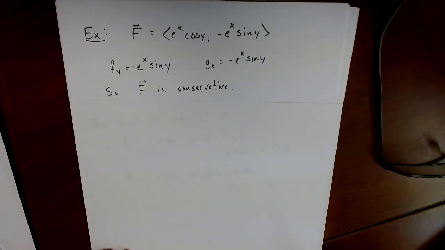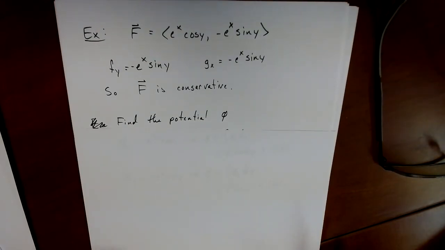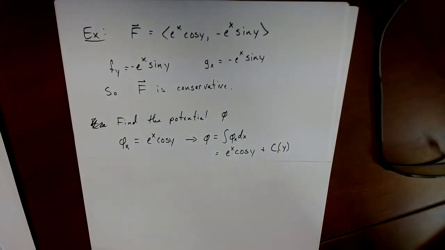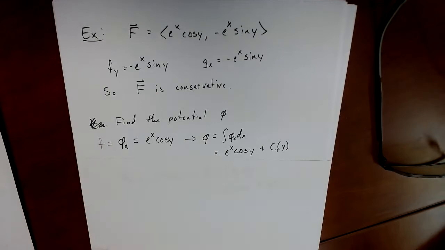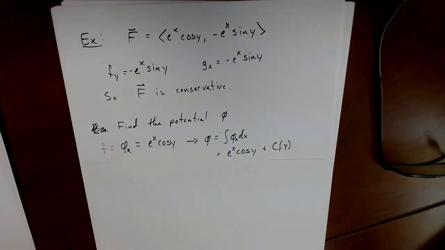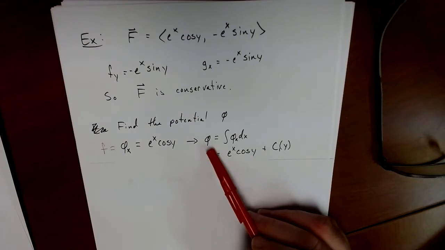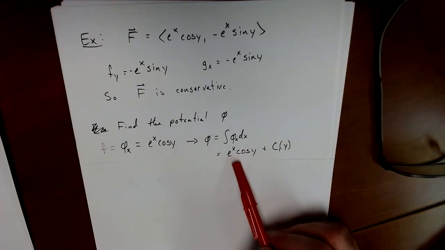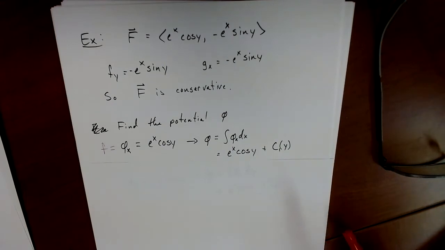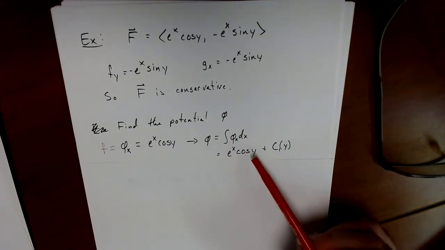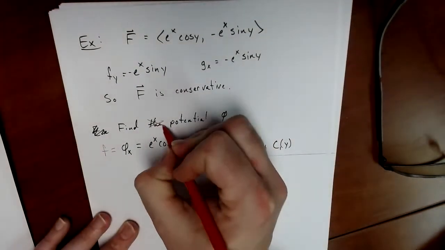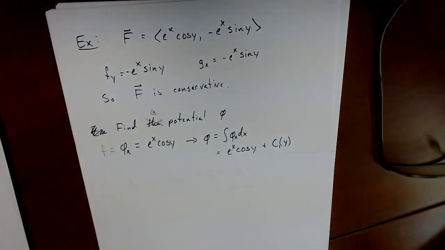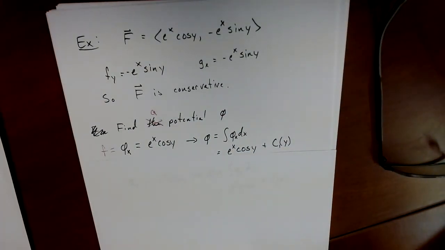Just knowing it's conservative is nice, but usually when we know it's conservative, we're going to want the potential. So the potential here, we know that little f is equal to phi x. And that's e to the x cosine y. Well, that means that phi has to be one particular antiderivative of phi x. Actually, it could be a lot of different ones, but when we find a potential phi, we're going to find the one with the easiest constants.